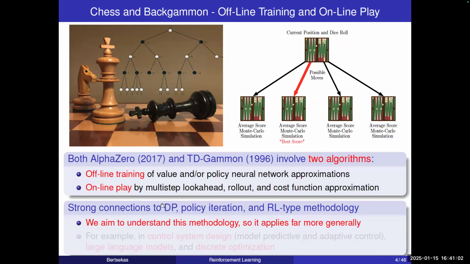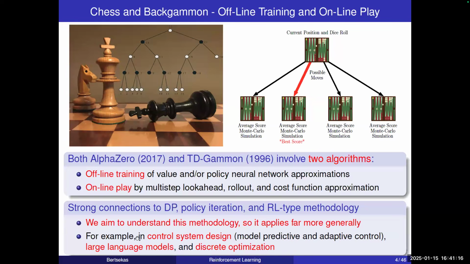Now, what we will try to do in this class is understand this methodology so that we can extend it and make it apply more generally in a very large set of fields. In particular, we're going to look at problems in control system design and methodologies such as model predictive and adaptive control. We're going to look at large language contexts and discrete optimization, like combinatorial optimization, problems of scheduling, routing, and the like. All of these are connected. The core methodology is the same for all of those, and that's what we're going to try to emphasize in this course.